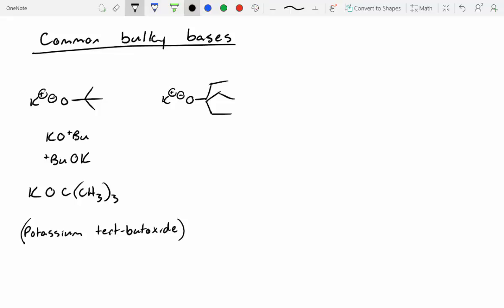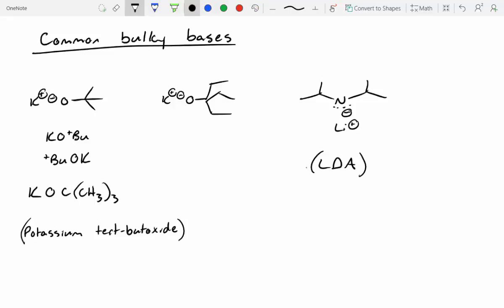All right, the one last one that is more common in a research setting. Whoa. Let me actually fix this. Does anybody remember what this base is called? It was on our common base handout. It's lithium, and then we've got these groups. What are they called? Isopropyls. We've got two of them, so it'd be lithium diisopropylamide. Yeah, so this is often referred to as LDA.